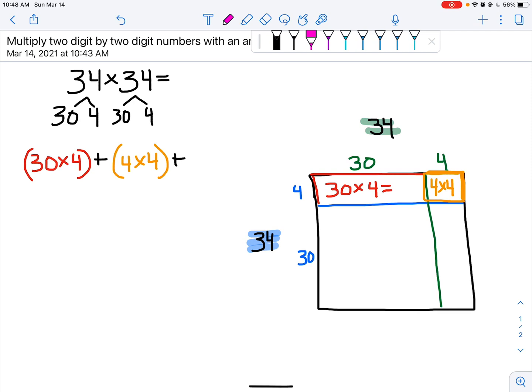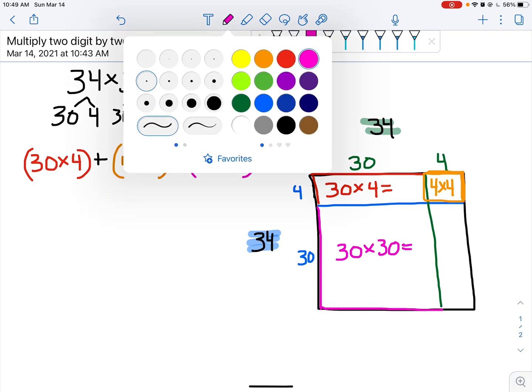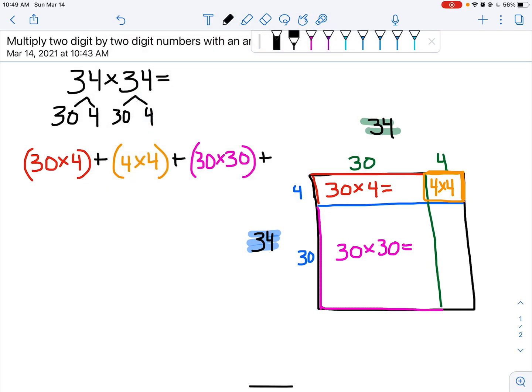I'm going to multiply this big rectangle. I have a 30 by 30 rectangle, right? So I've got this side is 30 and this side is 30. Remember, we're just doing the smaller parts of the rectangle, so pay attention to what those side lengths look like. So I'm going to have a 30 times 30 here. And then I'm going to add one more part. And that's going to be my 30 times 4 here.